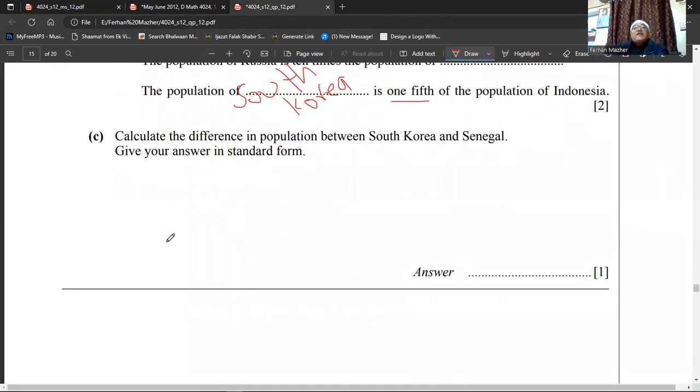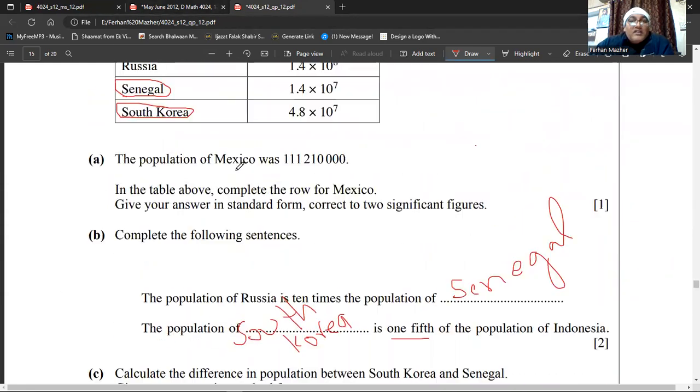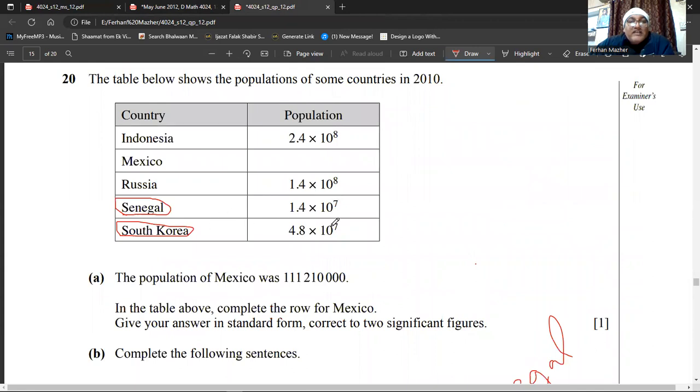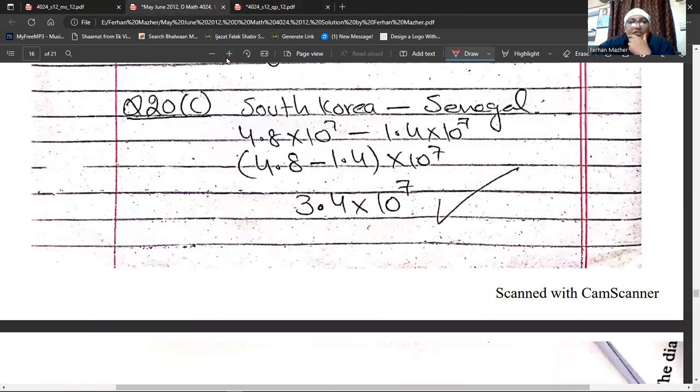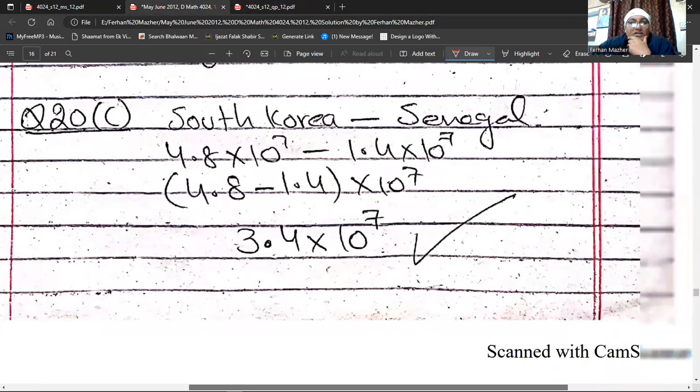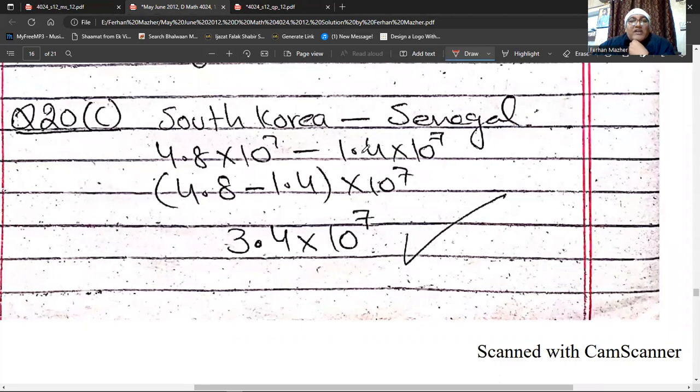Okay, then he says calculate the difference in the population between the South Korea and the Senegal. Okay, the population of the South Korea is 4.8 x 10^7. This is larger, and this is 1.4 x 10^7. It's relatively smaller. So we want to find out the difference between them. Very simple, straightforward question. 4.8 x 10^7 minus 1.4 x 10^7. 10 raised to power 7 can be taken common. So you will have 4.8 minus 1.4.